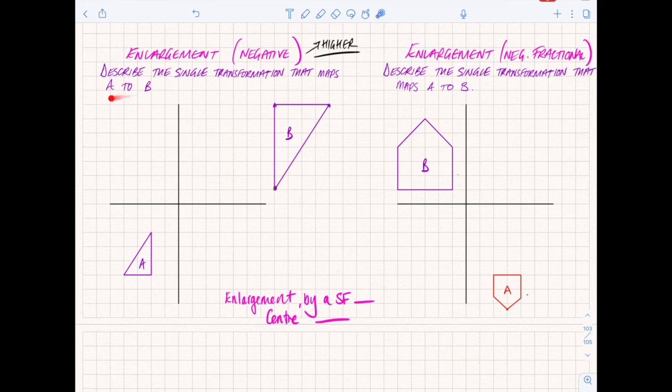We're going from A to B, so I'm double checking that. It's that one to that one, not that one to that one. 2 wide at the bottom there. And this one is 4 wide. How do I go from 2 to 4? Well, I times by 2, but because it's flipped, it's going to be a minus 2.